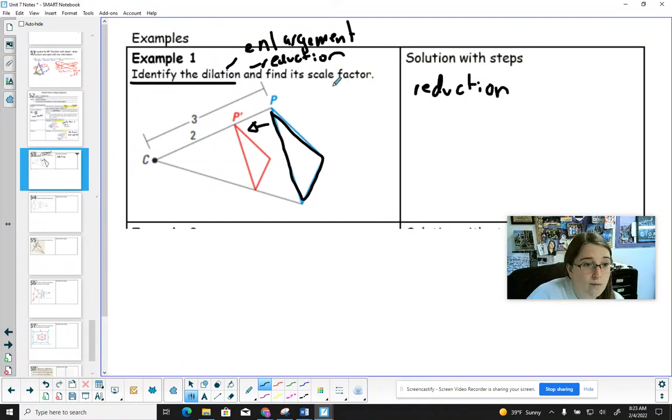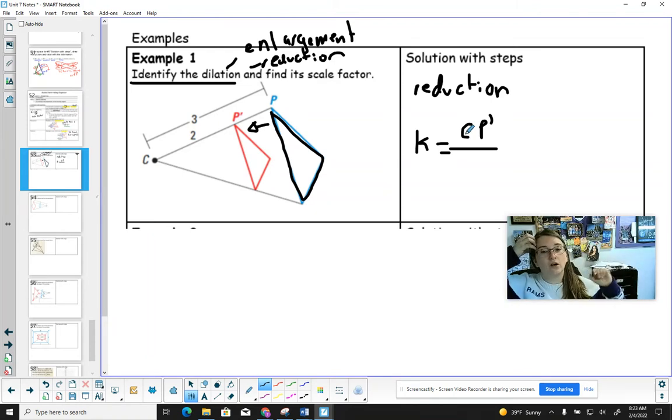So what this means, and when we find the scale factor k, again, that's just the variable for scale factor, we're going to put the prime on top. So now you can see there's the CP they're referencing. This is the length from C to P. It's not a part of the shape, though it can be. This is literally just if I'm dilating towards C. Yeah, it's that length over CP.